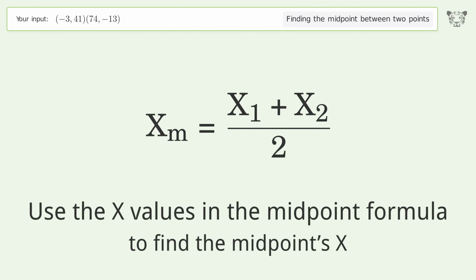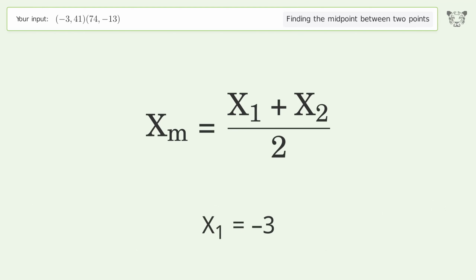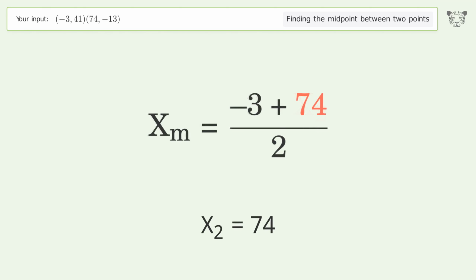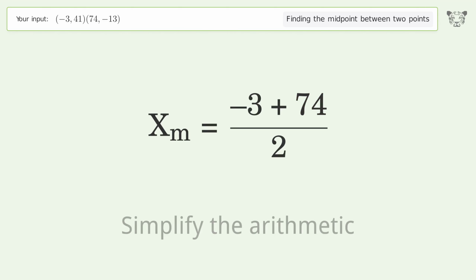Use the x values in the midpoint formula to find the midpoint's x. x1 equals -3. x2 equals 74. Simplify the arithmetic.